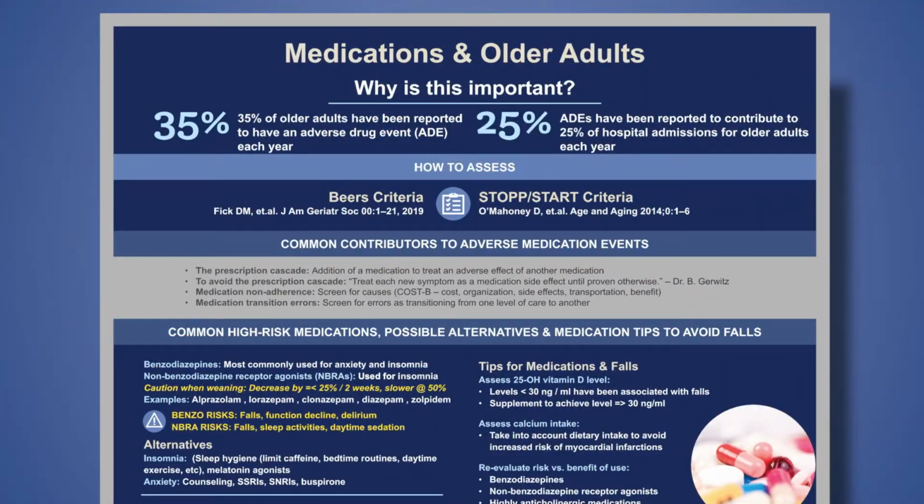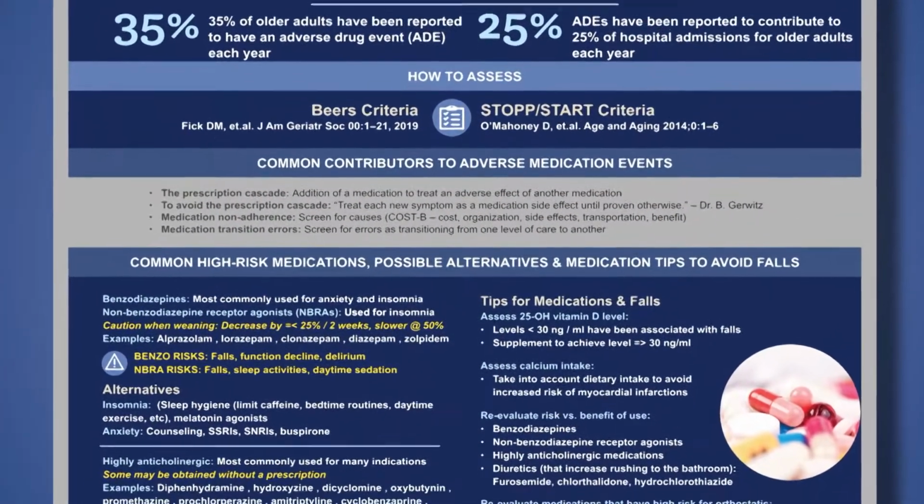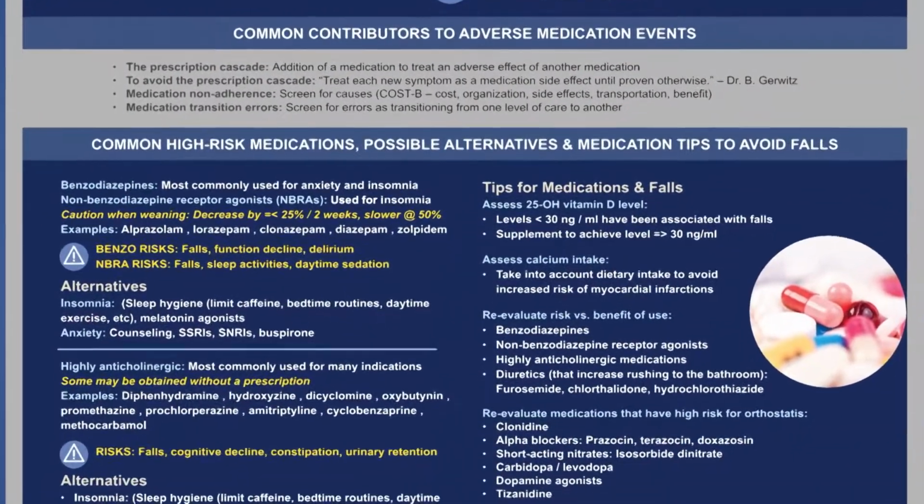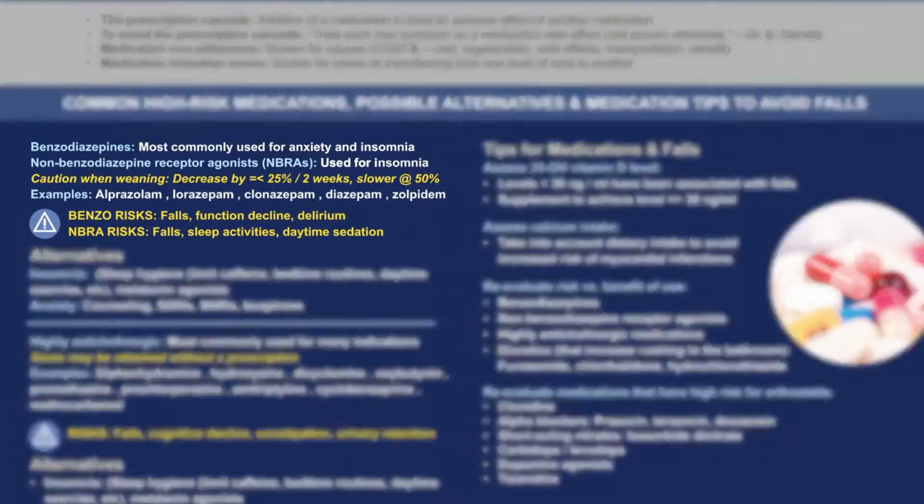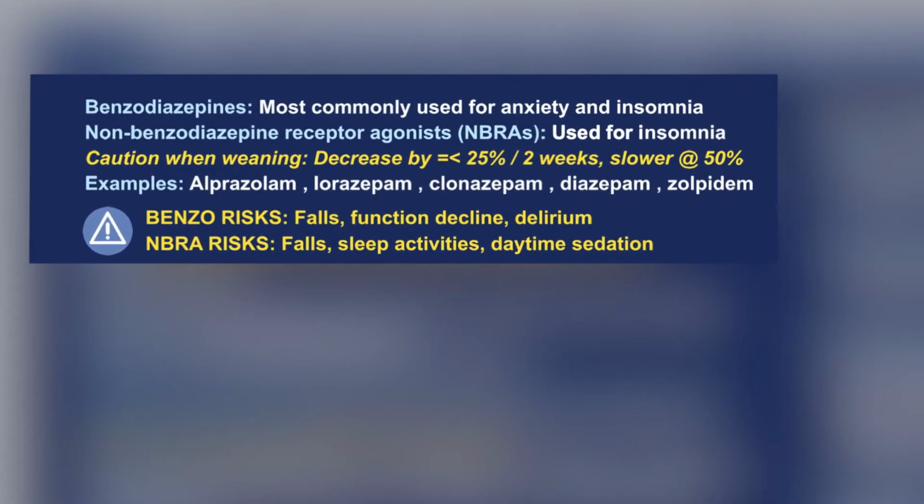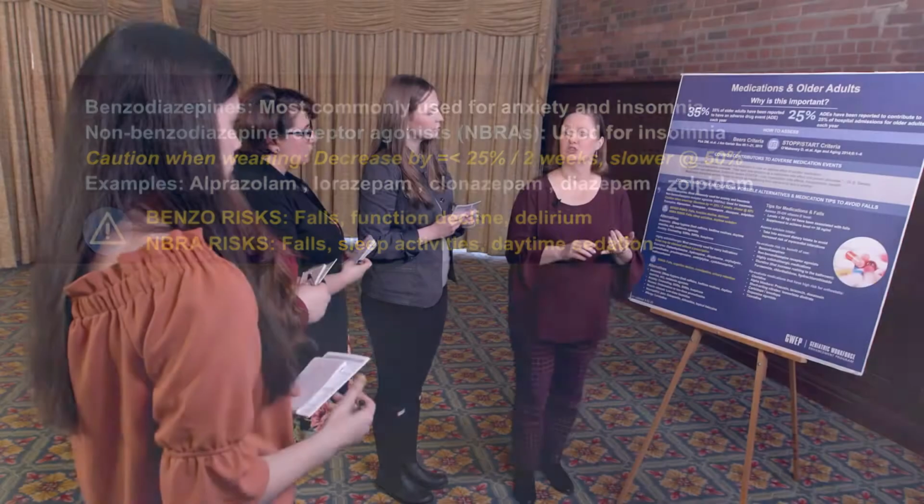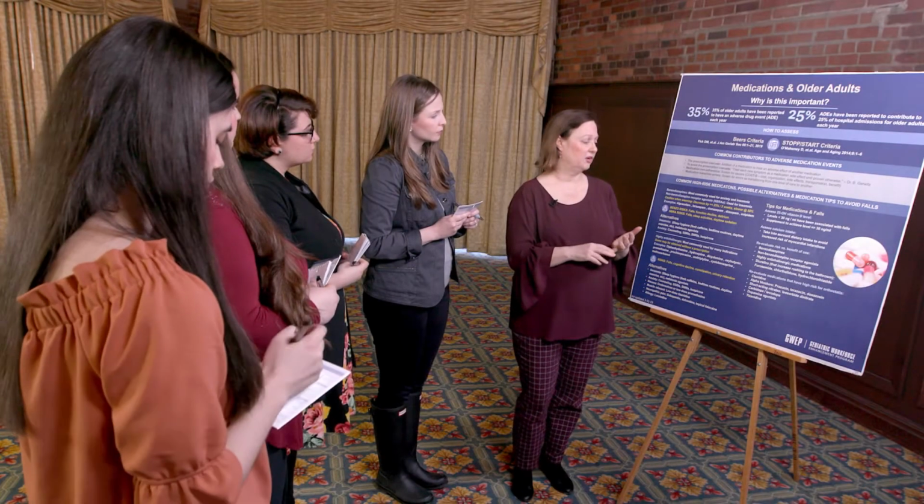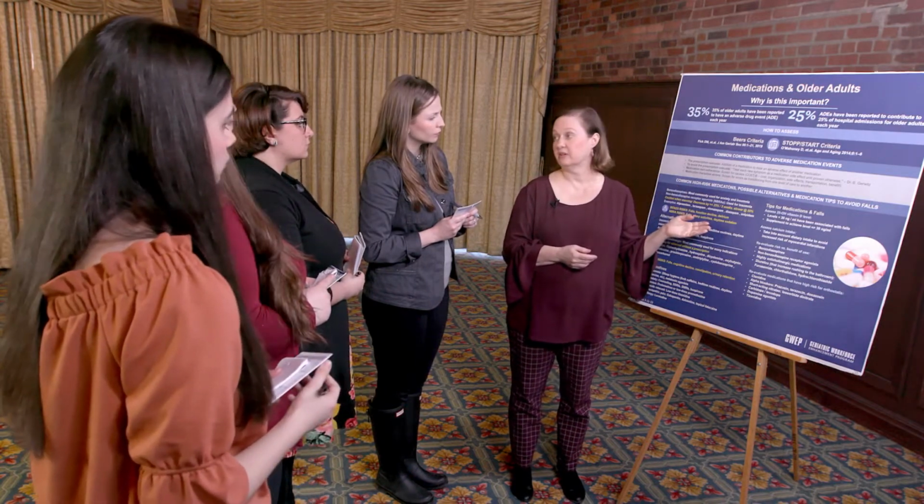So we're going to talk a little bit about the common medications that older patients have problems with. One of the groups of drugs that older patients are most likely to have problems with are the benzodiazepines. They can increase the risk for falls. Many studies show that they increase the risk for falls. We also know that they can cause a functional decline, which probably contributes to why they increase the risk for falls. And we know that they have a higher risk of causing delirium.